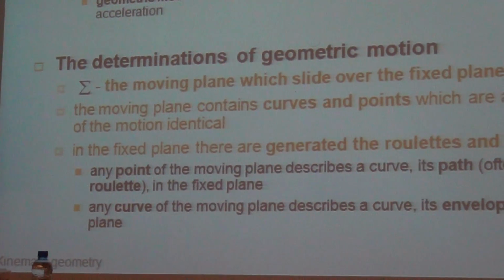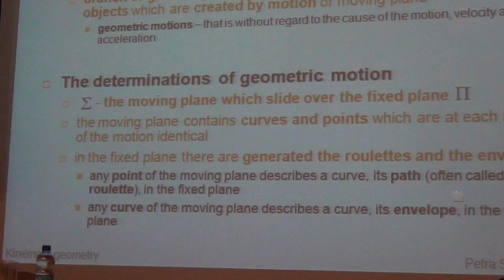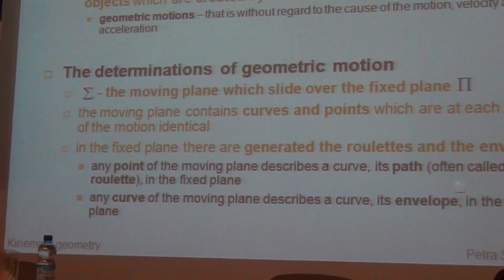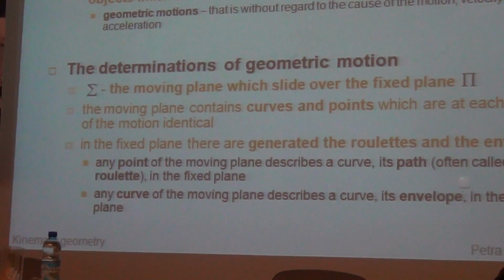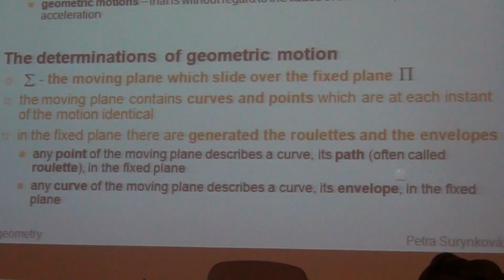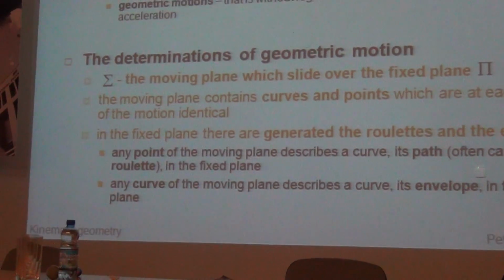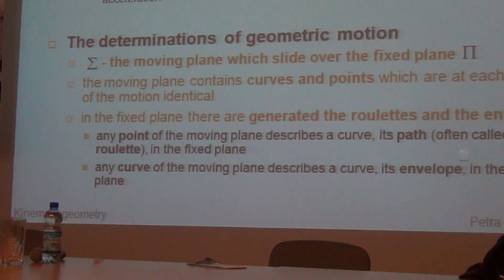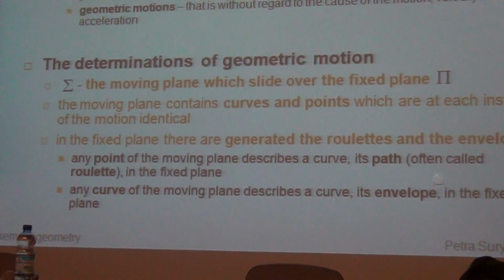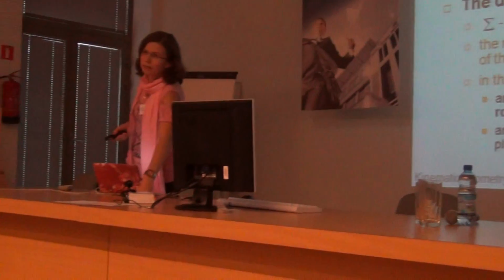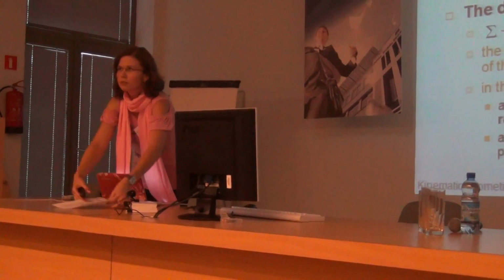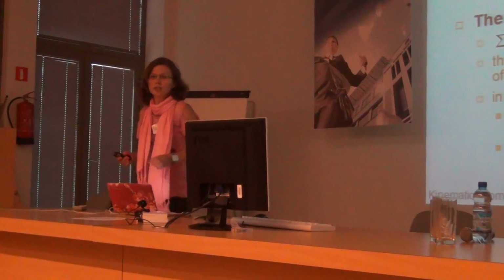So, kinematic geometry. This is a branch of geometry which deals with the geometric properties of objects which are created by geometric motions. The determination of geometric motion: we have the fixed plane and the moving plane. We can imagine that the desk of the table is the fixed plane, and maybe this paper can be the moving plane. It's moving on the fixed plane.